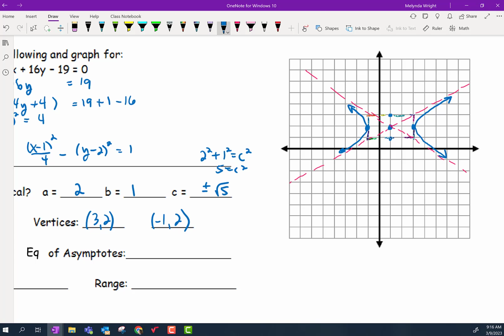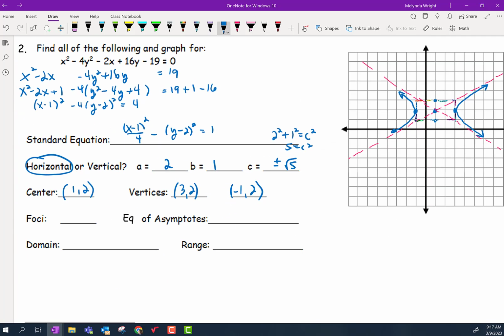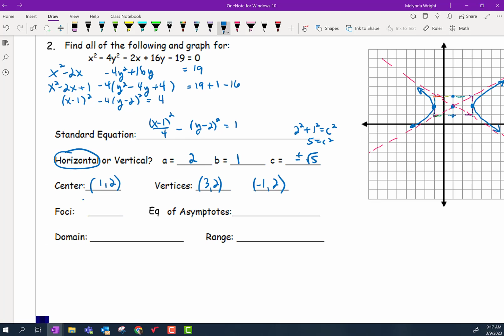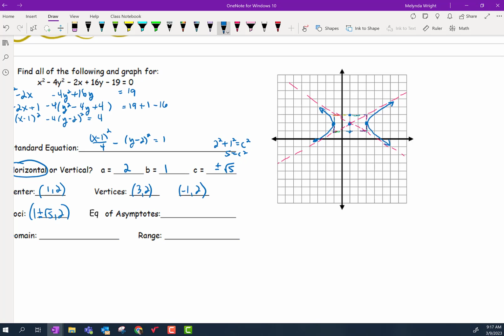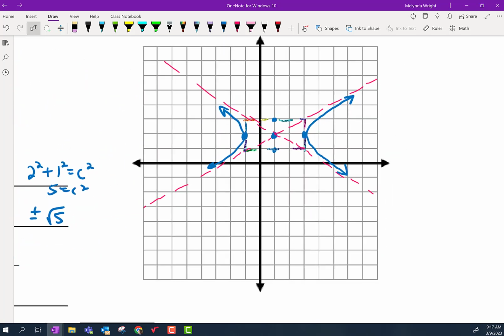The focus points are just like when we were doing ellipses. They're from the center, and we're going to add and subtract c. So it's 1 plus root 5, comma 2, and 1 minus root 5, comma 2. I'm going to write that together: 1 plus or minus root 5, 2. That's the point. Now, root 5 is a little bit bigger than 2, right? Because root 4 is 2.